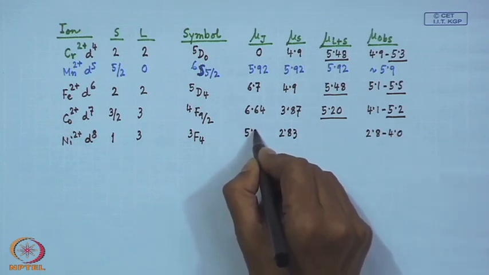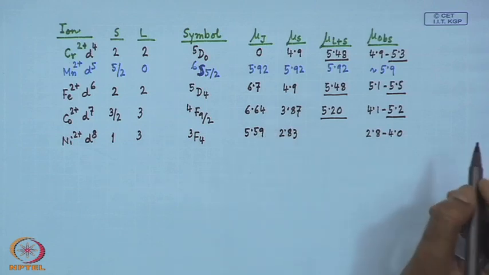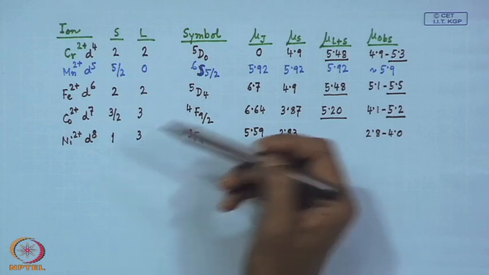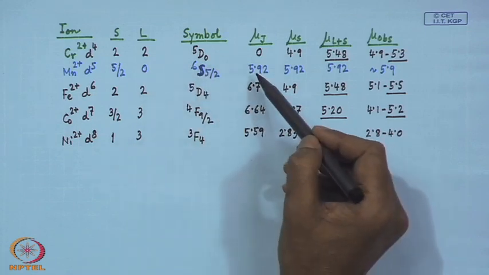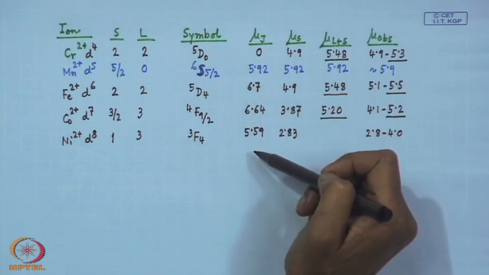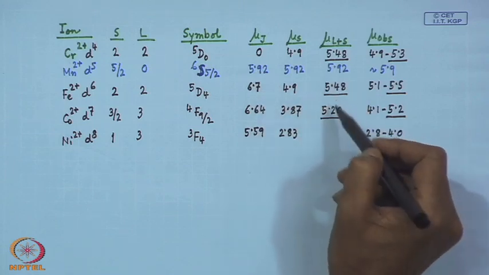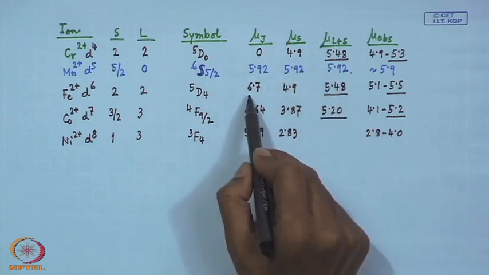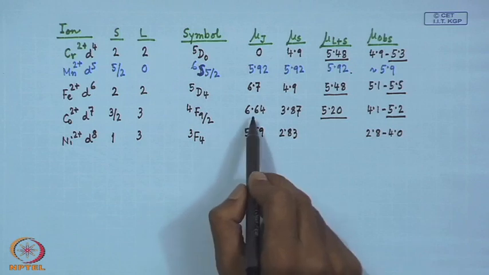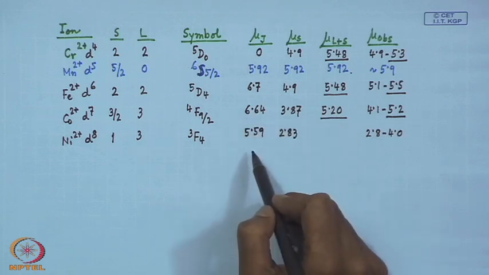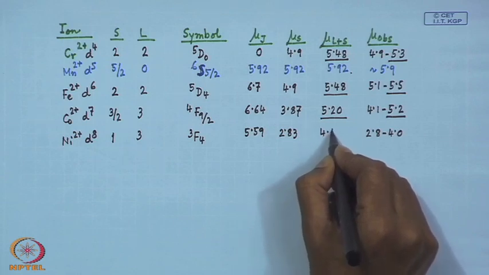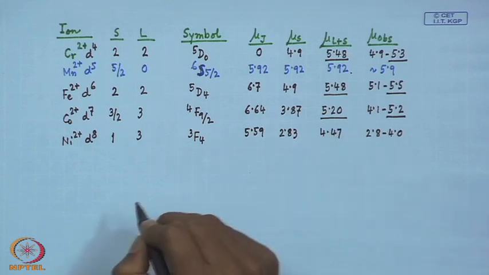and mu J equation is now quite high, because after this half filled level, that is after d5, we are continuously getting the highest level of mu J values compared to mu L plus S, because in this particular case these two values are the same, but in this case it is higher than the mu L plus S, and similarly in this particular case also it is higher than the mu L plus S, here it is 4.47.